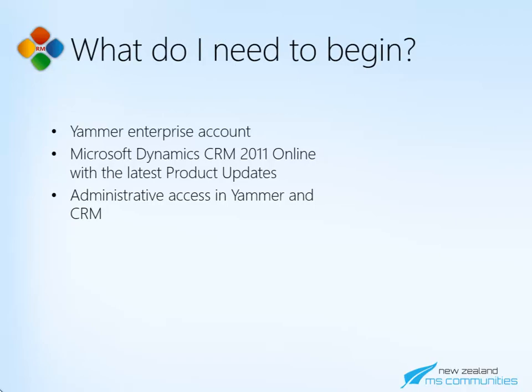So what do you need to begin? First you'll need a Yammer Enterprise account. By default, if you go to sign up for Yammer, there's the free version. That won't be available with the CRM integrations. You need to get the Enterprise account, and I'll show you how to get that in the next slide. You'll also need to have CRM 2011 with the latest product updates, and I'll show you how to check that you've got those latest updates. And you'll also need to be a system administrator in both CRM and in Yammer to be able to connect that integration.